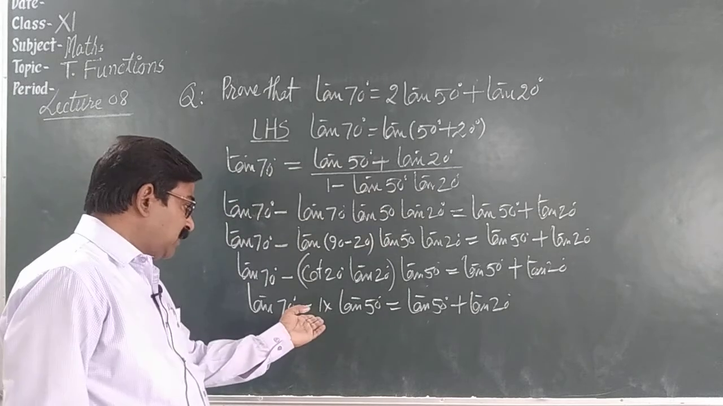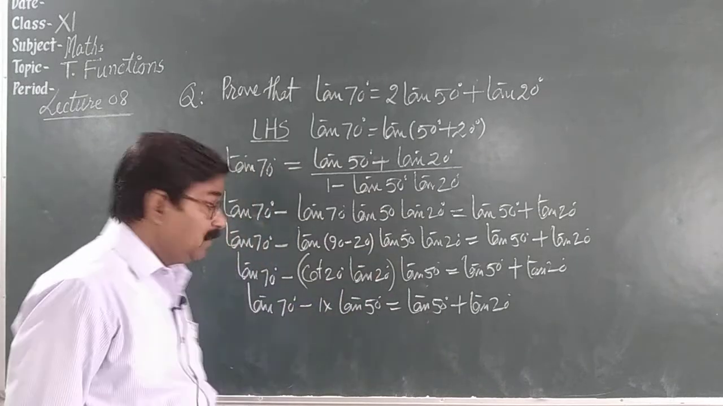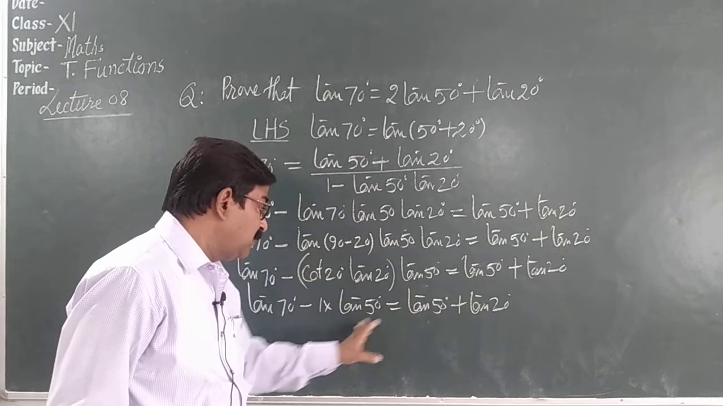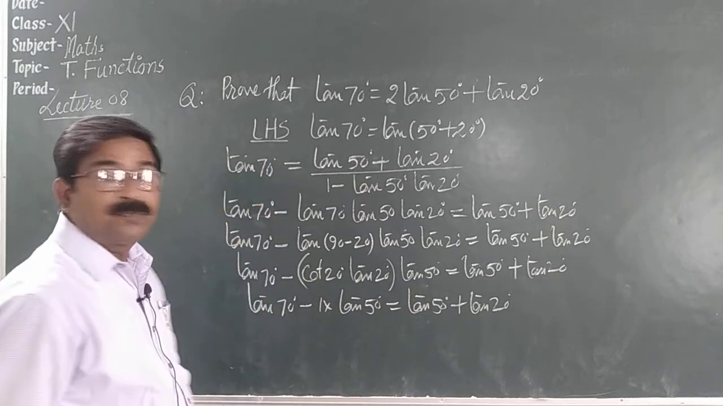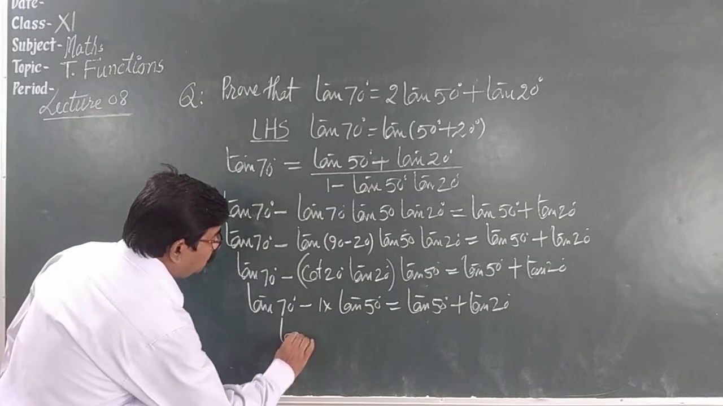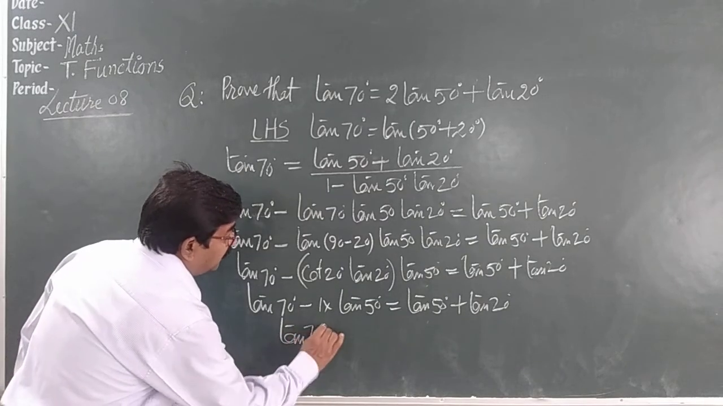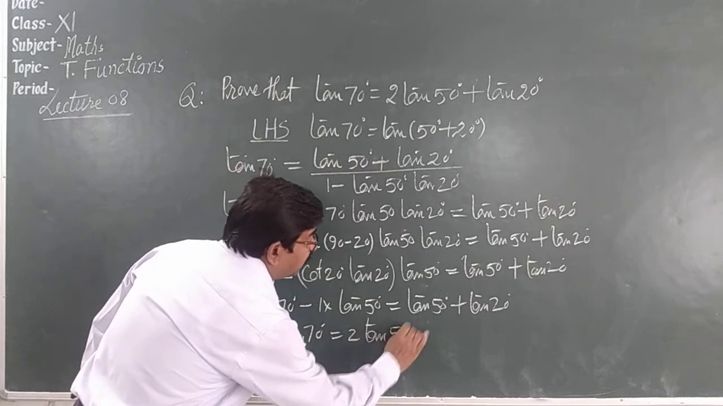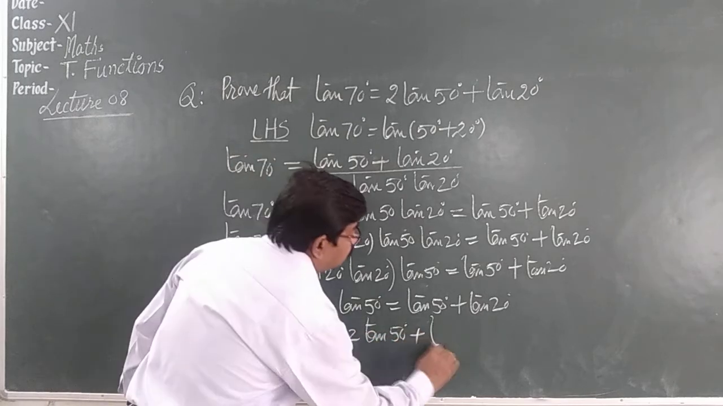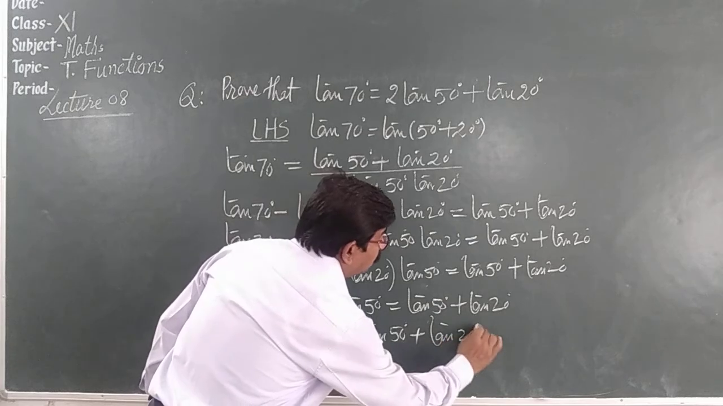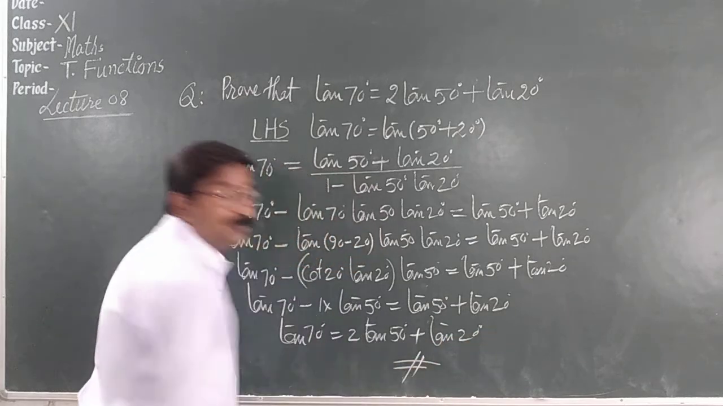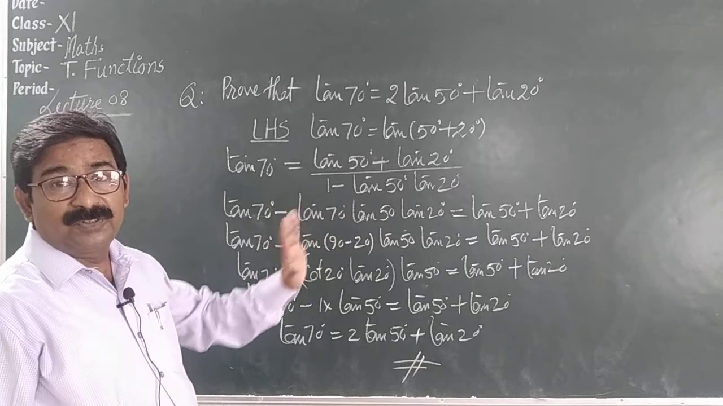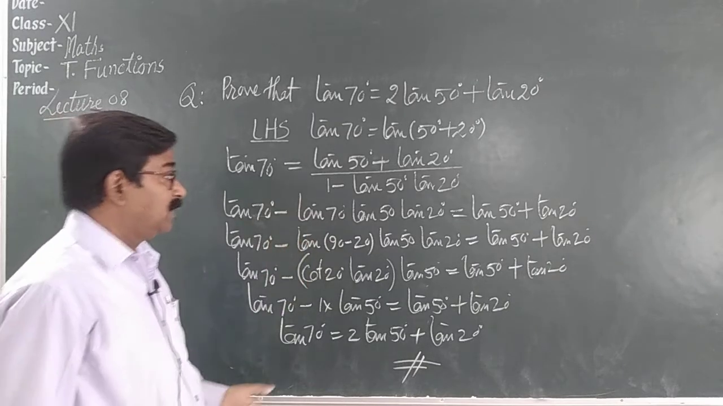This minus tan 50 degree will go to the right. So minus tan 50 becomes plus tan 50, plus tan 50 is 2 times tan 50. So what we have? Tan 70 degree is equal to 2 times tan 50 degree plus tan 20 degree. This was to prove. Got it? Very simple solution. You can understand this.